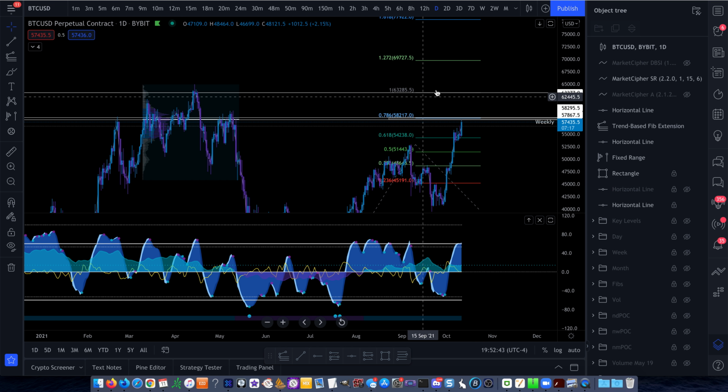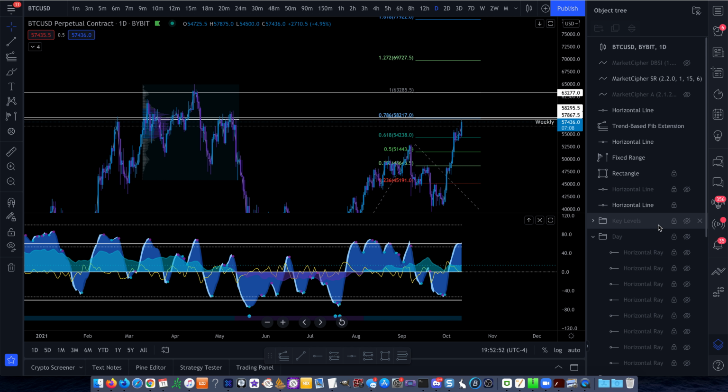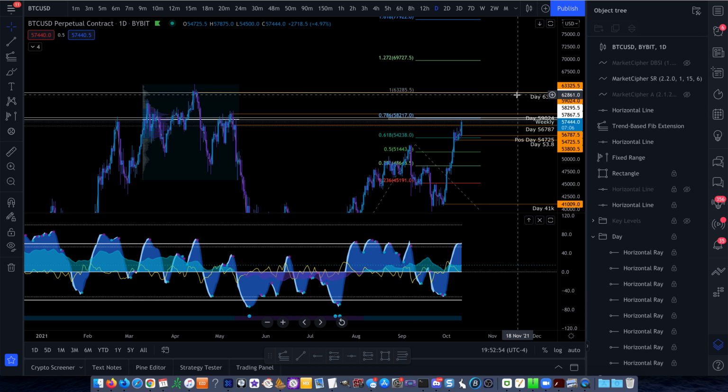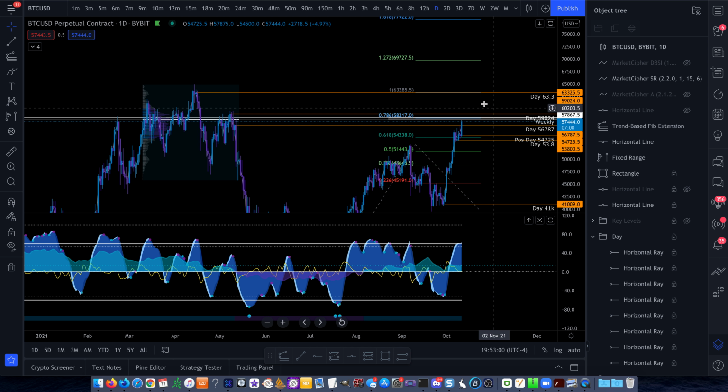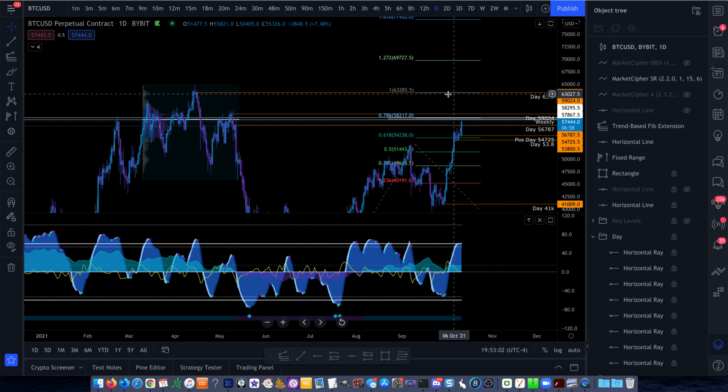This will be my first target. Another reason why this will be my first target is because not only is this a one-to-one Fib extension, but it's also a daily level. We can see right here, we have a daily level. Literally right here, we have a daily level of resistance, coming in right at that one-to-one extension, about 63.3K. So this will be my next target.